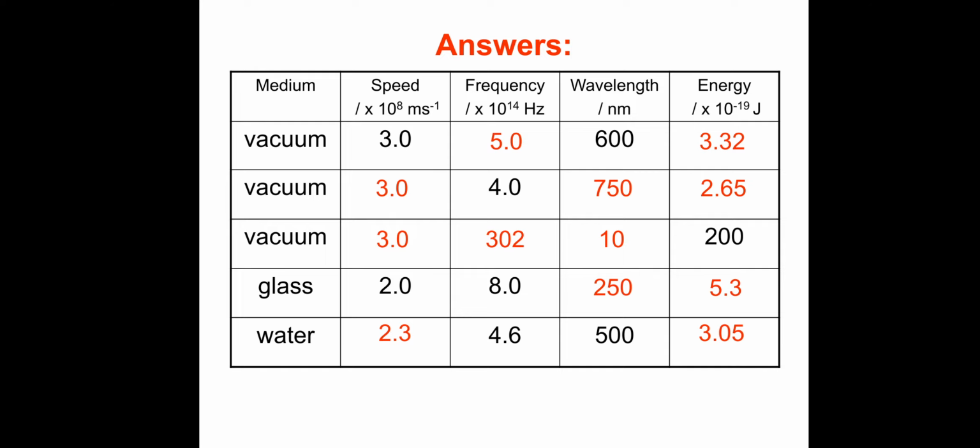So there's 3 equations from this session. E equals HF, C equals F lambda, and E equals HC over lambda. So that's bread and butter of particle physics, photon energy.